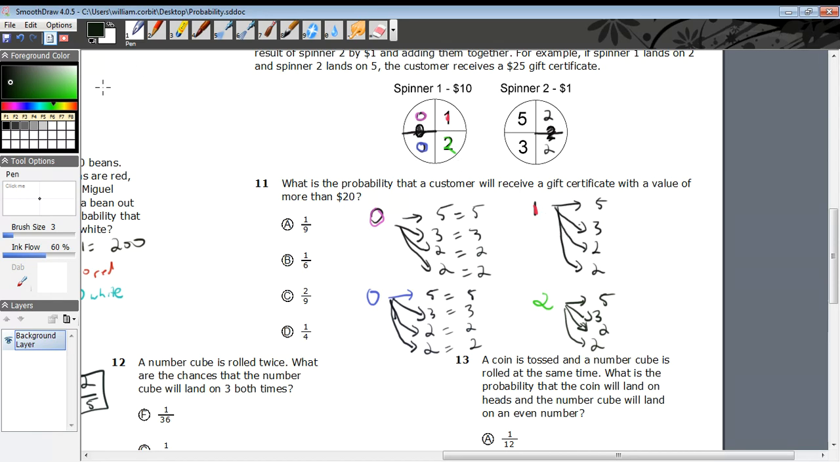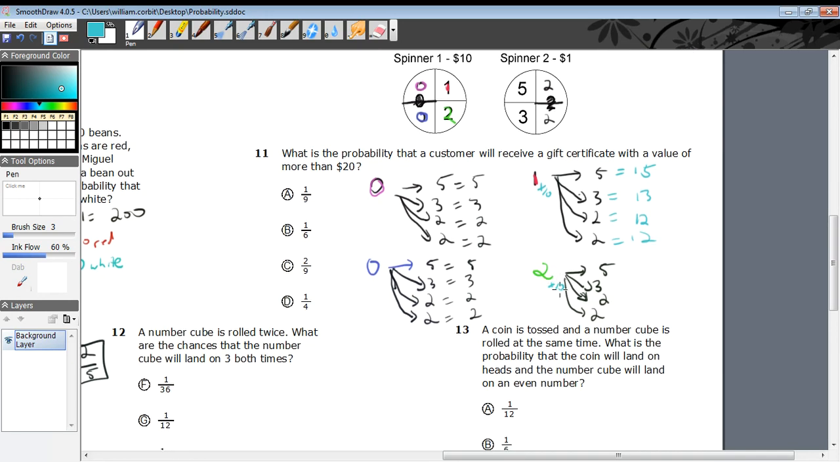Now if I get a 1 and a 5, so this is going to be times 10. I'll write this in. These are times 10. And these here are times 1. So I can just add this to that. So this one would be 15. This one would be 13. This one here would be 12. And this one is also 12.